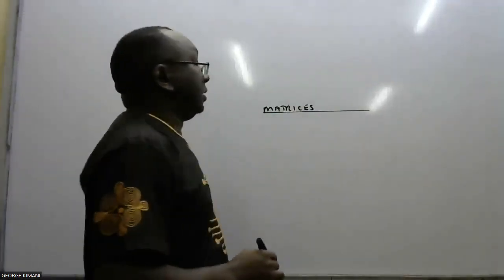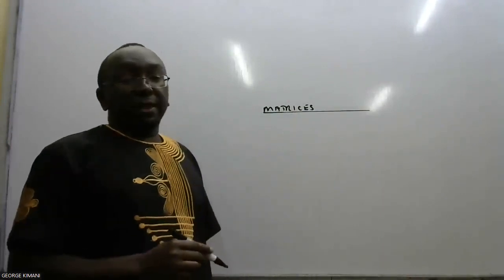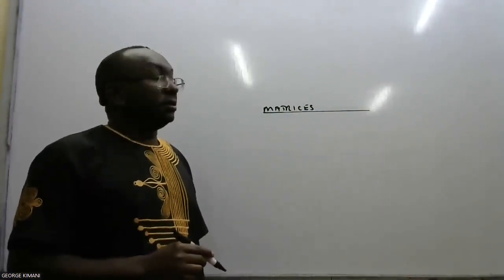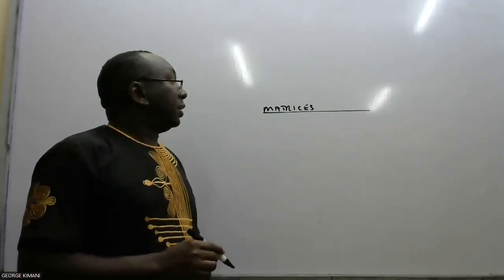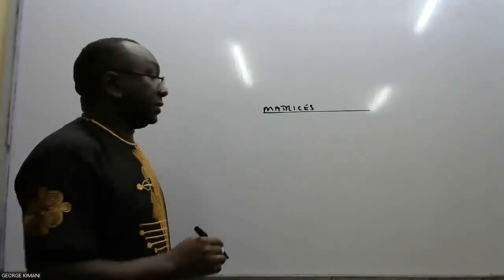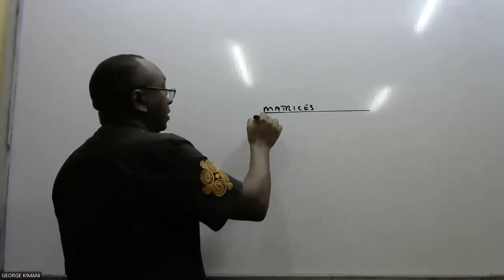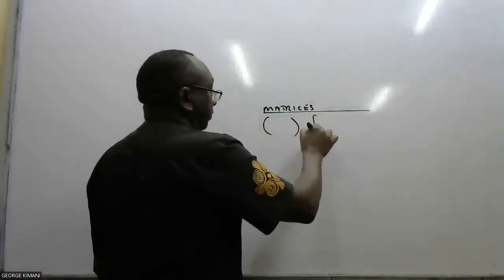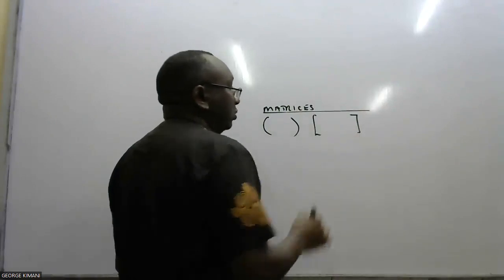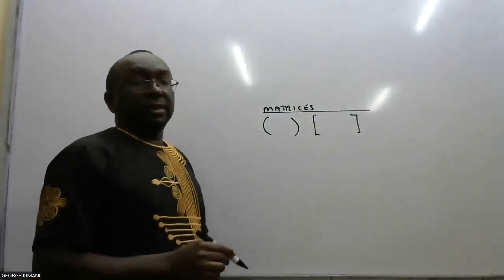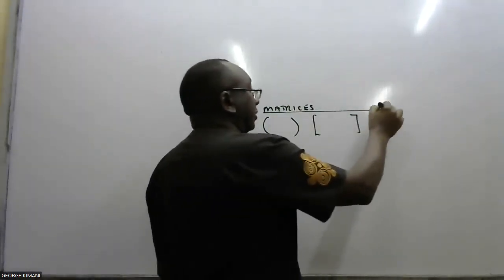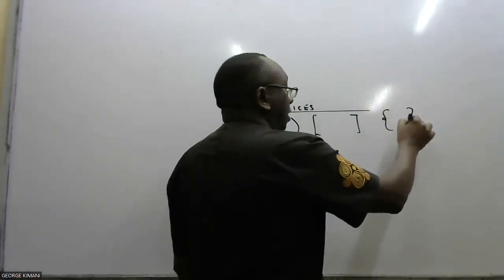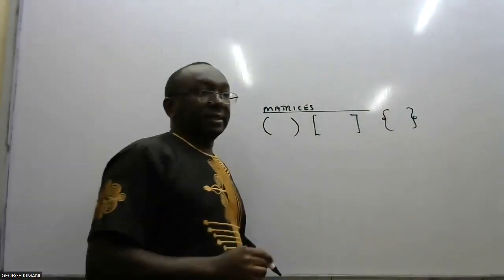So I'm saying a matrix is simply a group of items that are enclosed together within brackets. Now the brackets that we use are like these ones. These are the brackets that we use for matrices. If you use these others, that now becomes a set.